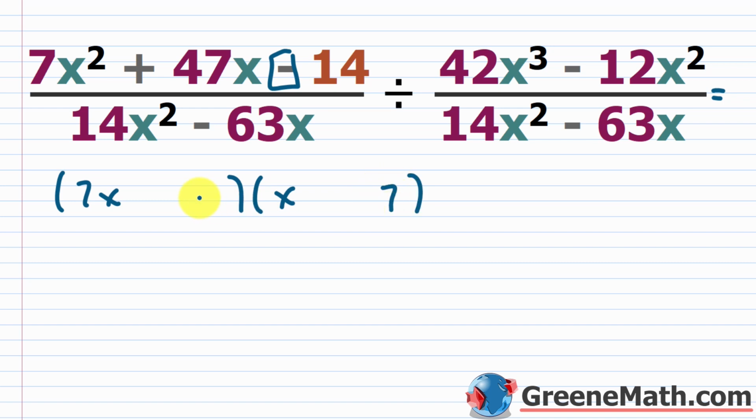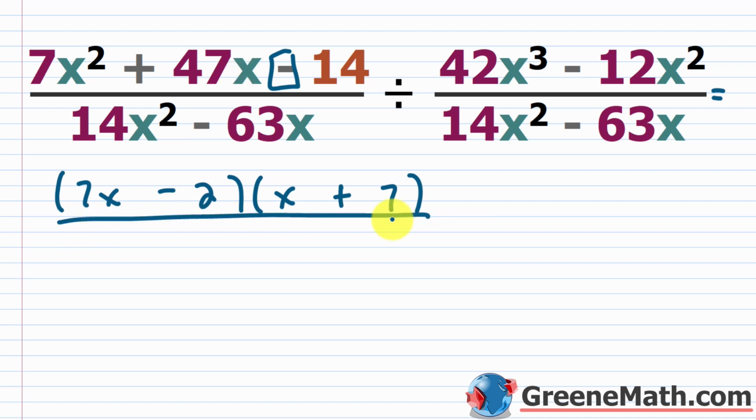If I put a 7 here and a 2 here, 7 times 7 is 49. 2 times 1 is 2. 49 minus 2 would be 47. So I want this to be positive and this to be negative. Right? My outer is 49x. My inner is minus 2x. So that would give me the 47x that I want.